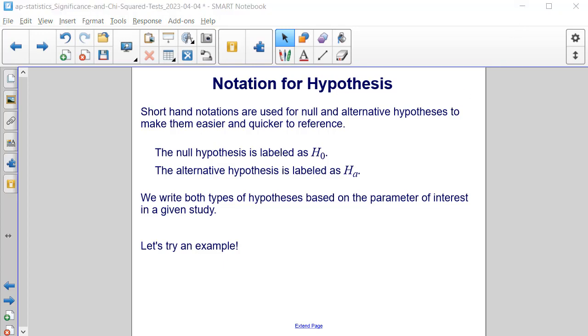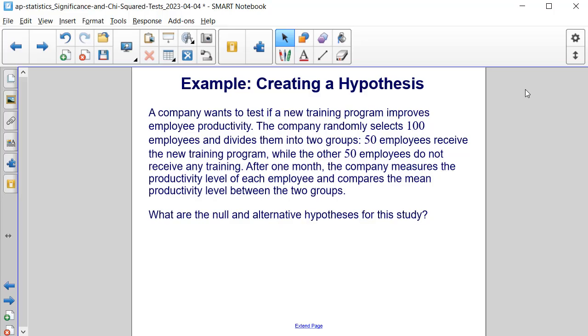Let's try an example. A company wants to test if a new training program improves employee productivity. The company randomly selects 100 employees and divides them into two groups. 50 employees receive the new training program, while the other 50 employees do not receive any training. After 1 month, the company measures the productivity level of each employee and compares the mean productivity level between the two groups. What are the null and alternative hypotheses in this study?